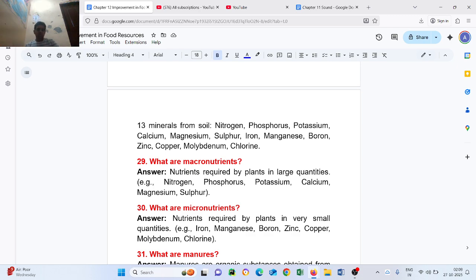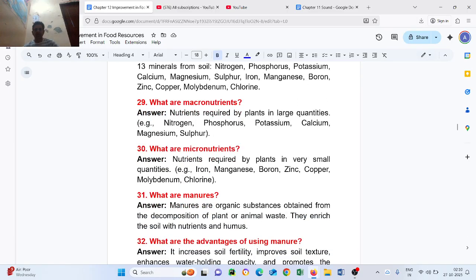Question number 30. What are micronutrients? Nutrients required by plants in very small quantity. Examples: iron, manganese, boron, zinc, copper, molybdenum, chlorine.